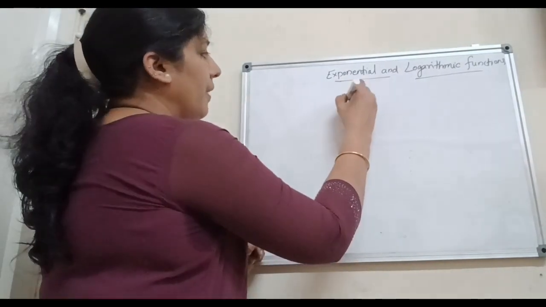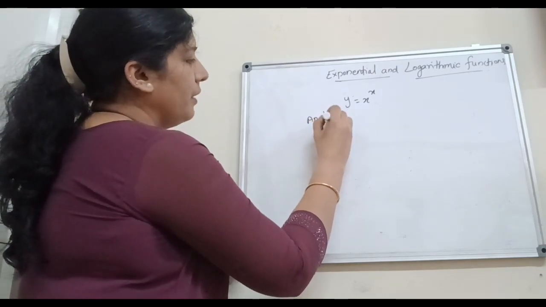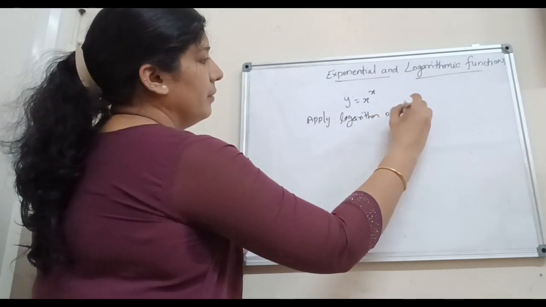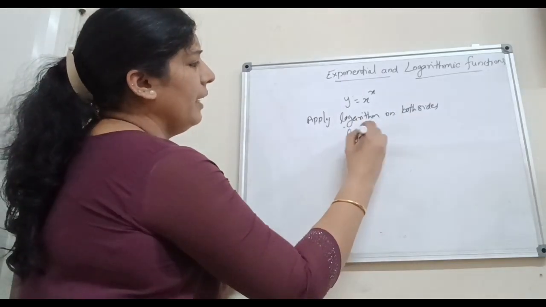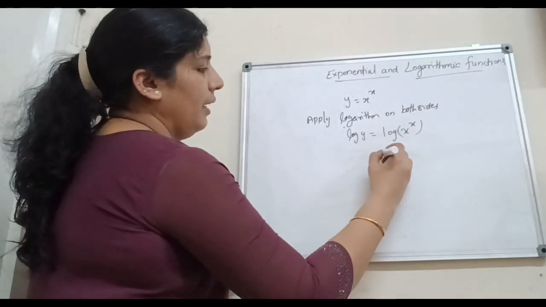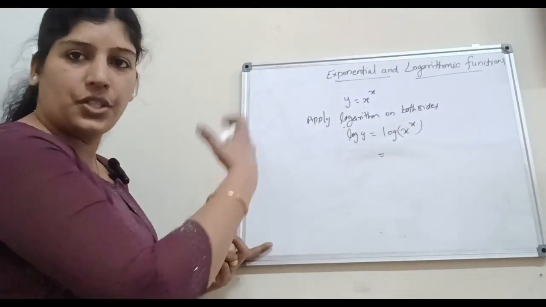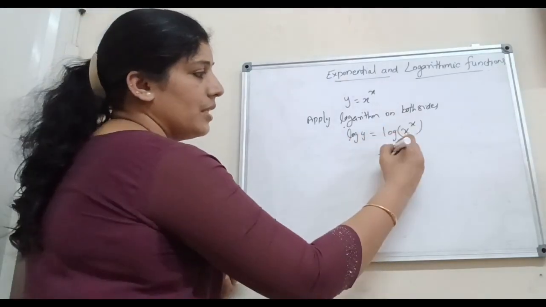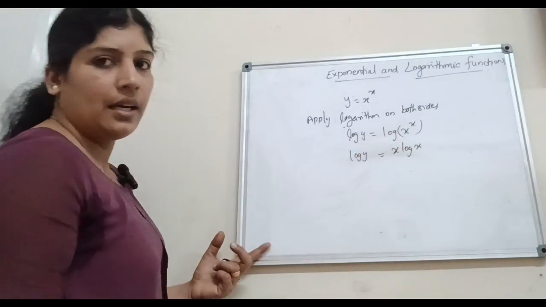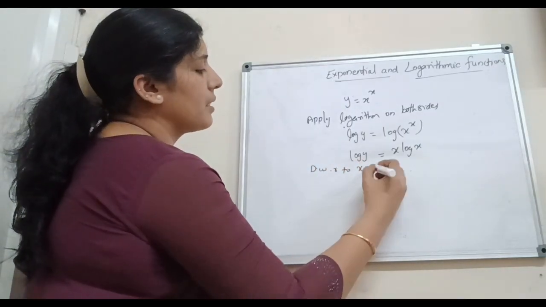Next, consider the function y equal to x raised to x. Here first apply logarithm on both sides. That means log y equal to log x raised to x. That is equal to, now here log x raised to x is x log x. That is, log x raised to n is n log x. In the same manner, here log x raised to x is x log x. That is, log y equal to x log x. Next, differentiate with respect to x on both sides.